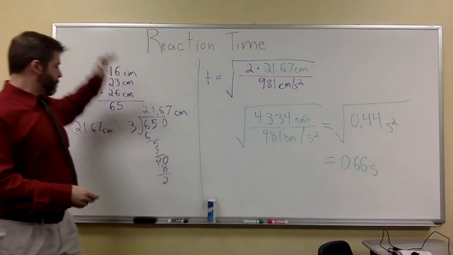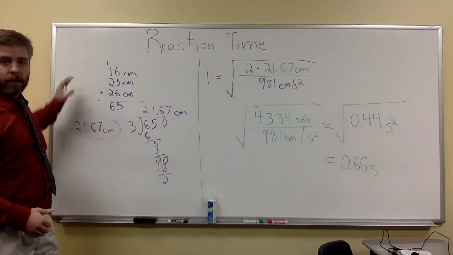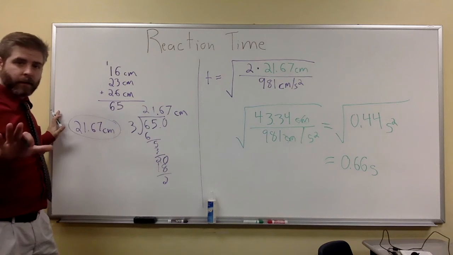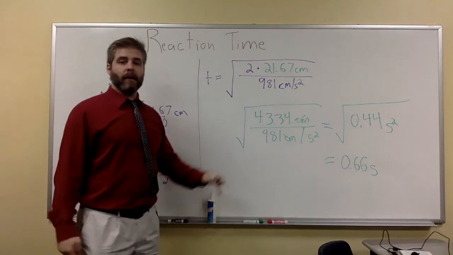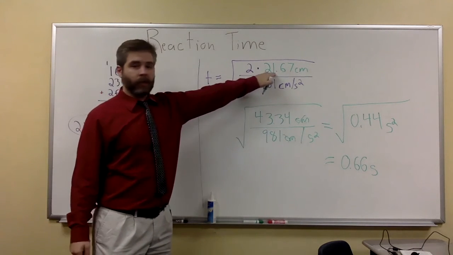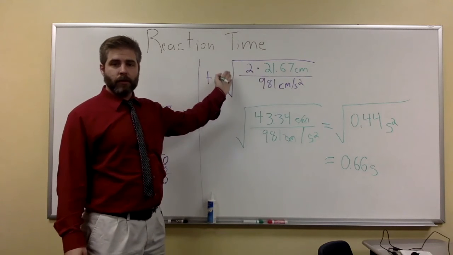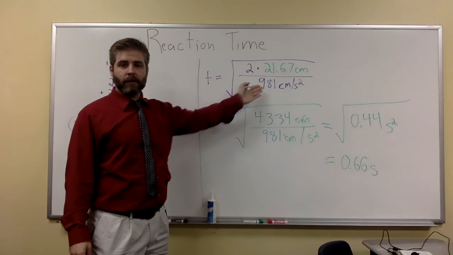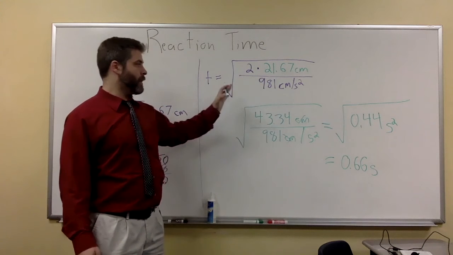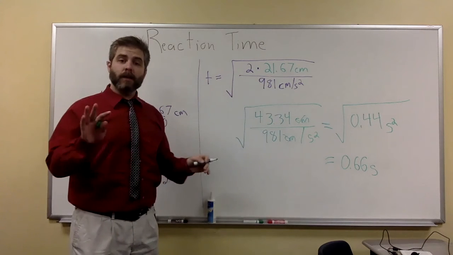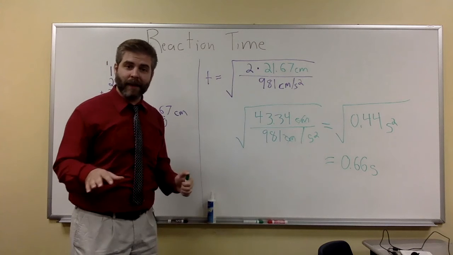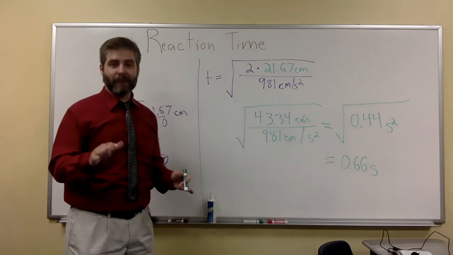So recap, find your average, 3 attempts, add them up, divide by 3. Use a calculator, it's fine. Then put your average into this formula. 2 times your average divided by 981. And then find the square root. Again, use your calculator. It is fine. If you don't have one, you have the internet. You can find a calculator on the internet.